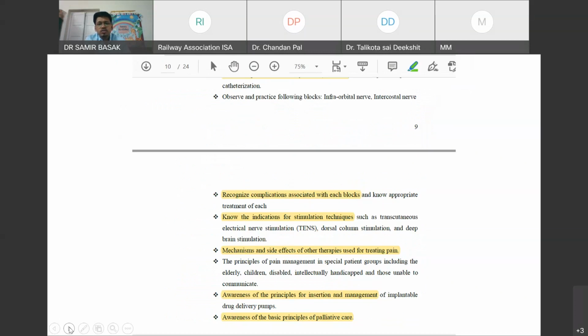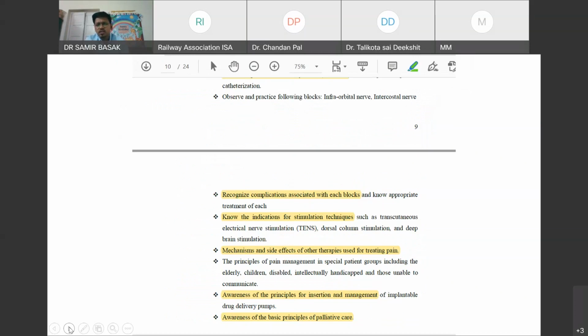And complications with each block, know the appropriate treatment, and know the indications of stimulation techniques, such as transcutaneous electric stimulation. These are non-invasive. Dorsal column stimulation is invasive. Deep brain stimulation is done by the surgeon and is invasive.